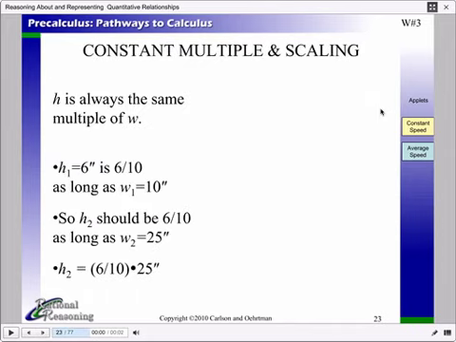Okay, so let's take a look at this. Here it's saying h is always the same multiple of w. So the height, 6, is always 6/10 of w, which is 10. So if we want to know the height for a 25-inch photo, what question is that? Is that question A? If we wanted to know the height for a 25 width photo, we should multiply that width by 6/10 to get the new height.